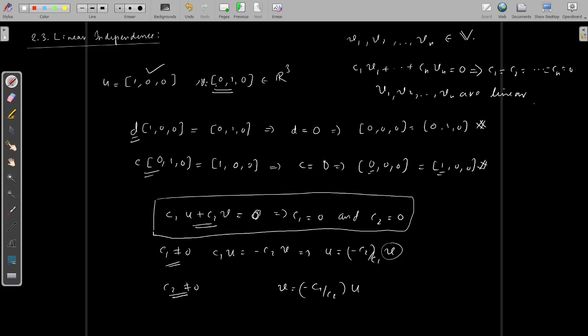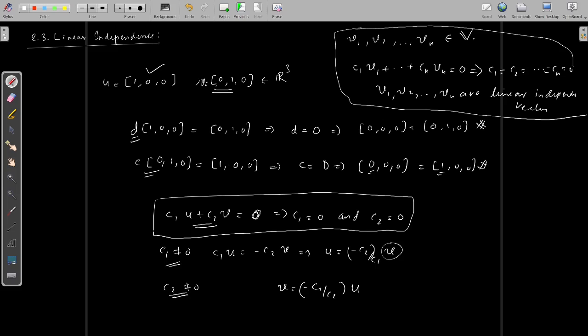Section 2.3 starts with the definition of linearly independent vectors, or independent vectors. So this is the definition of linear independence. When you assume c1 v1 plus c2 v2 plus etc. plus cn vn is equal to 0, this implies each coefficient equals 0. So the linear combination must be 0 only when all the coefficients are 0, otherwise it is not possible.